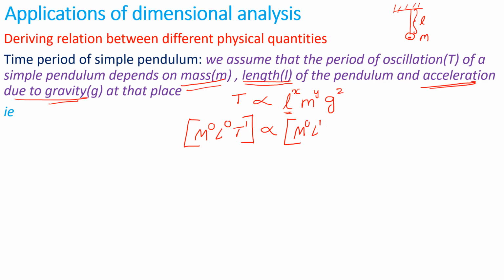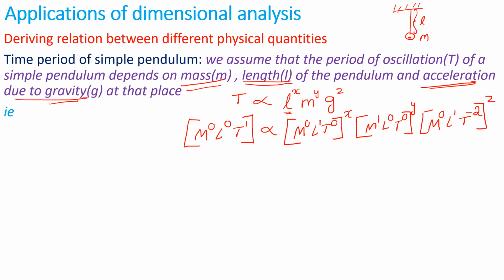L to the power 1 and T to the power 0, whole to the power x. And into m. What is m? M is the mass. So M to the power 1, L to the power 0, and T to the power 0, whole to the power y. And one more, that is g. G is nothing but acceleration due to gravity. What is the dimensional formula of acceleration due to gravity? It is same as acceleration, M to the power 0, L to the power 1, T to the power minus 2, whole to the power z, we have taken z.